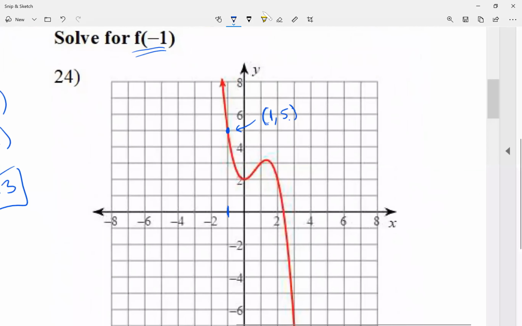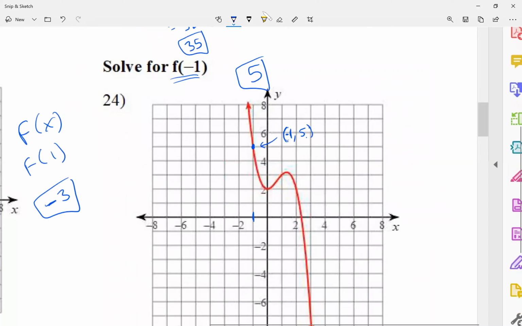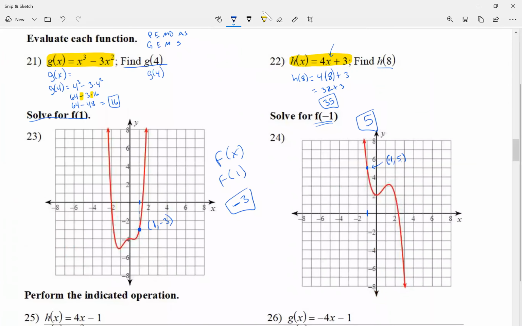So when I ask you to solve for f of -1, I'm basically asking, what's the value of y when x equals -1? In this case, the value of y is 5. My answer in this case is going to be 5. Let me zoom out. That's basically what we did today.